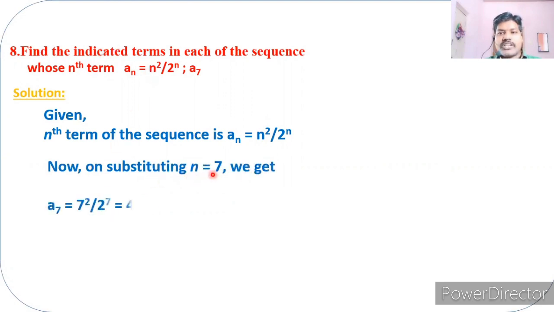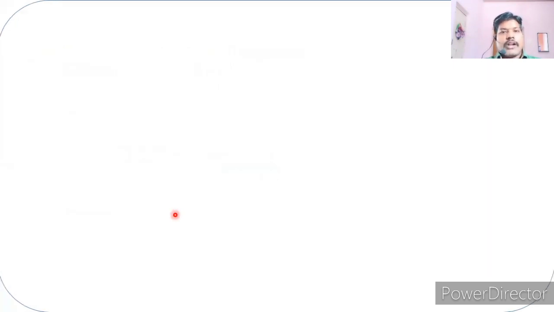Just replace n is equal to 7 in this term. What will you get? A7 is equal to 7 square by 2 power 7. 7 square value is nothing but 49. 2 power 7 is nothing but 128. Are all understanding, students?